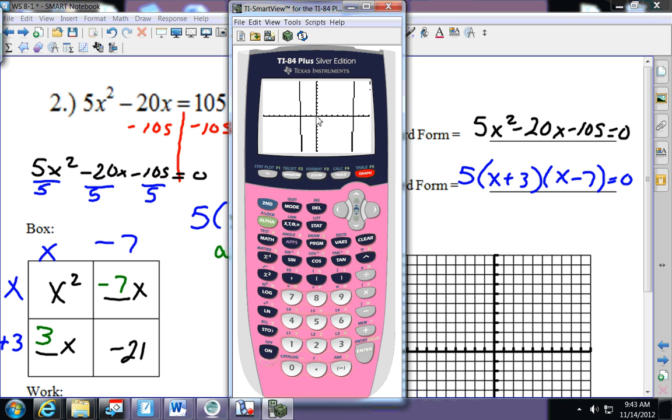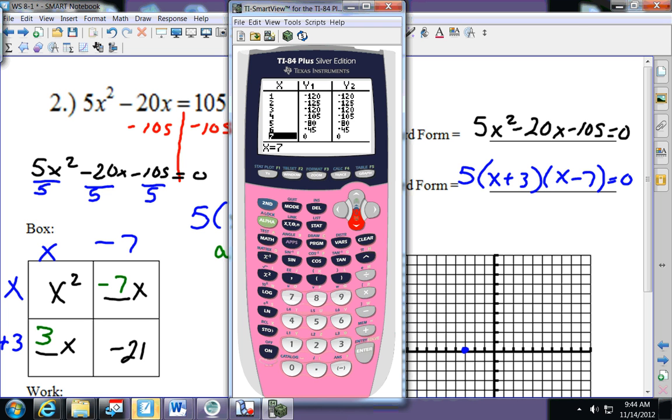It looks like it's -3 and 1, 2, 3, 4, 5, 6, 7. Well, but you want to check for sure. Let's look and see. Is it -3 and 0? Yes. And is it 7 and 0? Yeah, it is. So now I'm going to go over here, down to my graph, -3, 0, and 7, 0. 1, 2, 3, 4, 5, 6, 7.